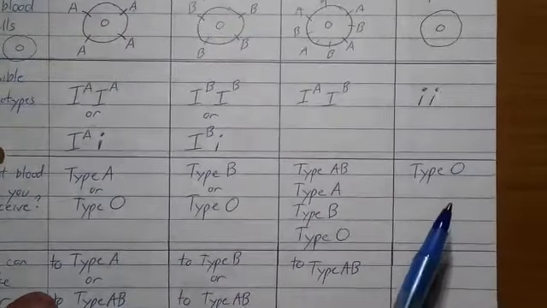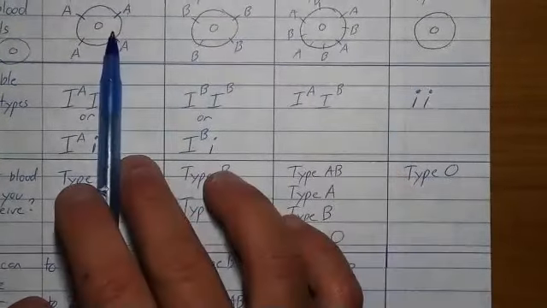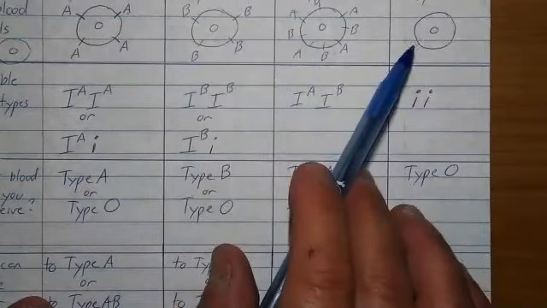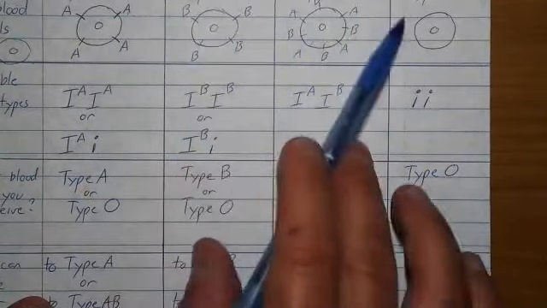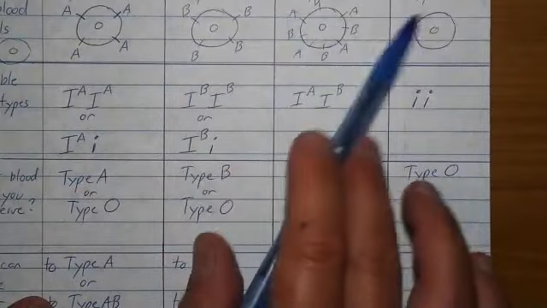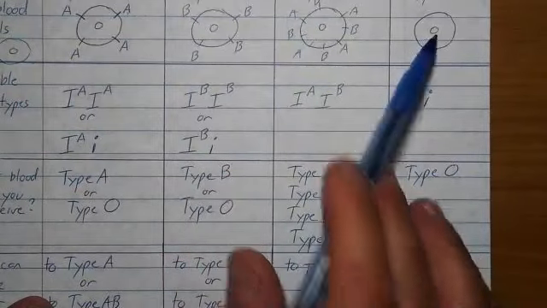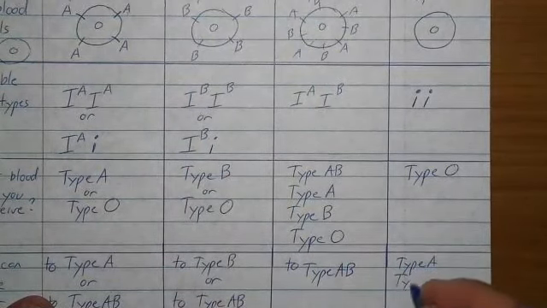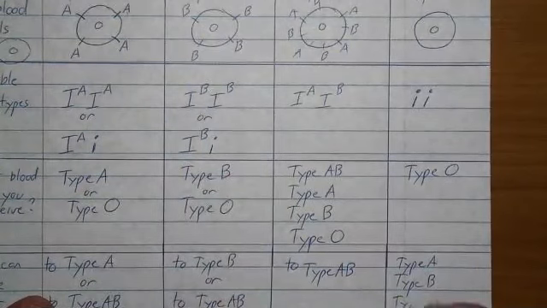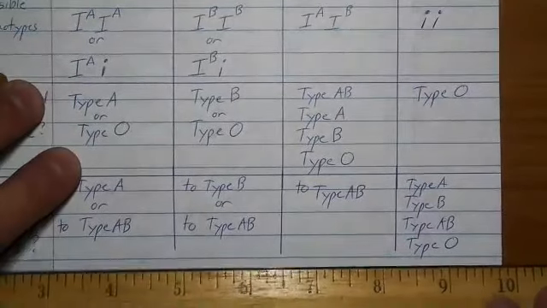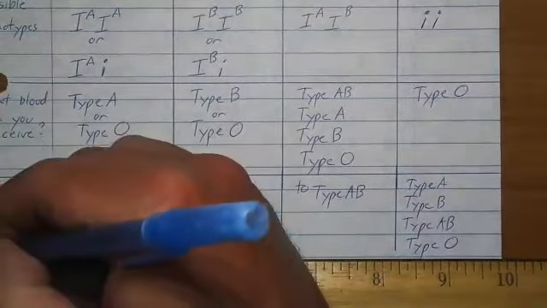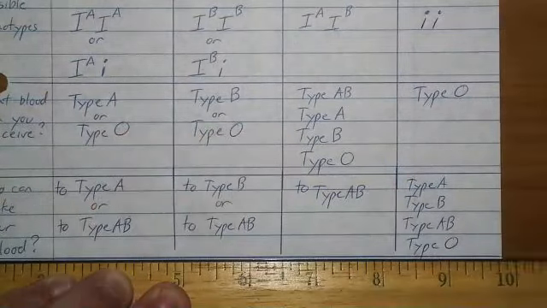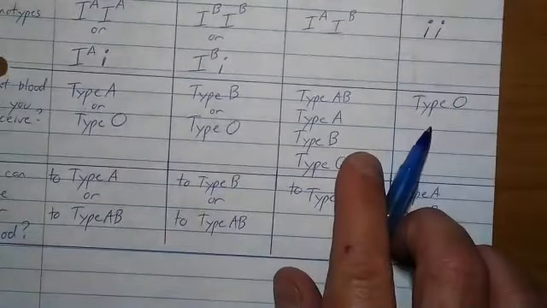So you can accept them all, but you can only give it to one person. Whereas type O, who can you give it to? You can give it over to type A people because there's nothing on the outside. You can give it to type B people because there's nothing on the outside. You can give it to type AB people because there's nothing on the outside. And you can give it to other type O people. So you can give it to everybody: type A, type B, type AB, and type O. So they can give it to anybody. Anybody can take their blood. Problem is, they can only receive one type of blood.